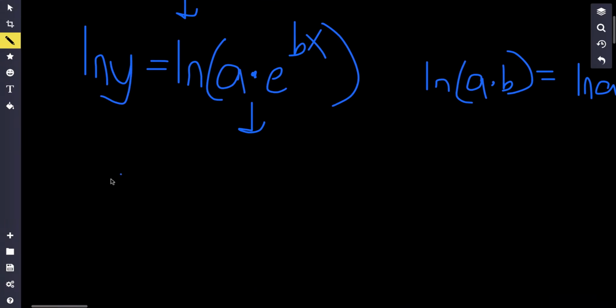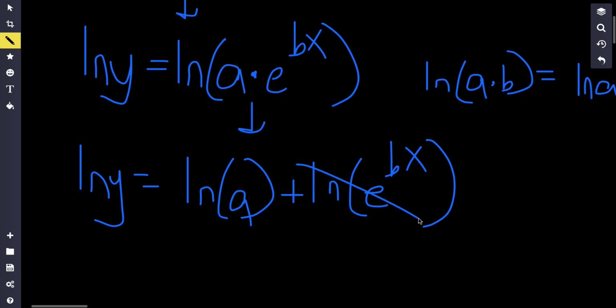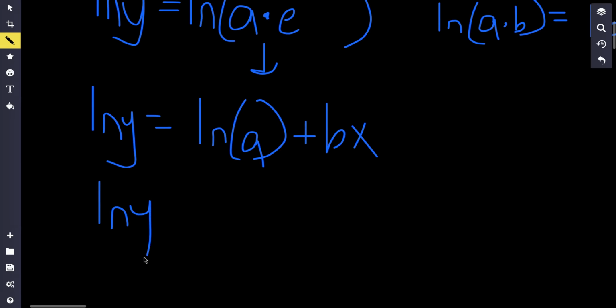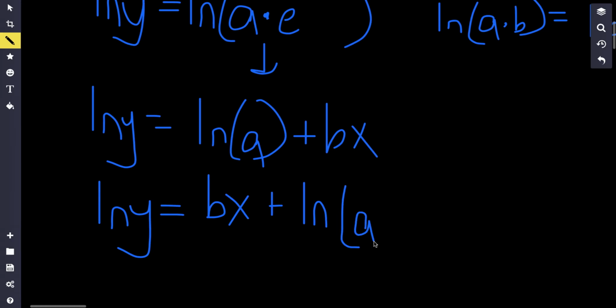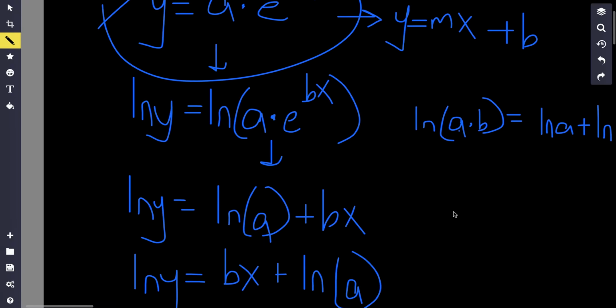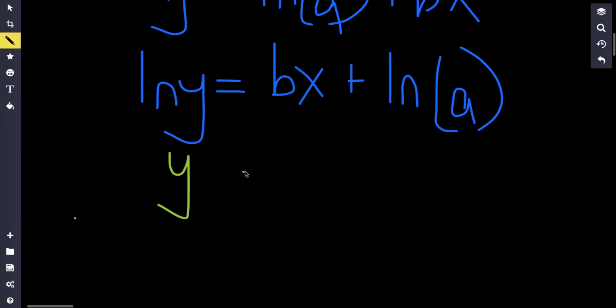Therefore, I can rewrite this as ln of y is equal to ln of a plus ln of e to the bx. However, this ln and this e cancel out, so you're just going to be left with bx. So you're just going to have ln of a plus bx. Or let's actually rewrite it as ln of y is equal to bx plus ln of a. And there you go. You have turned this exponential function into a linear function in the form of y is equal to mx plus b.